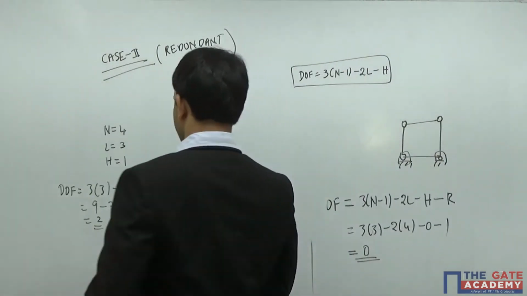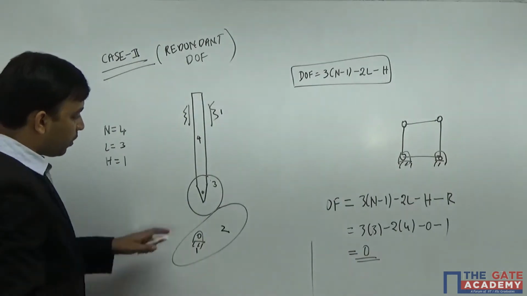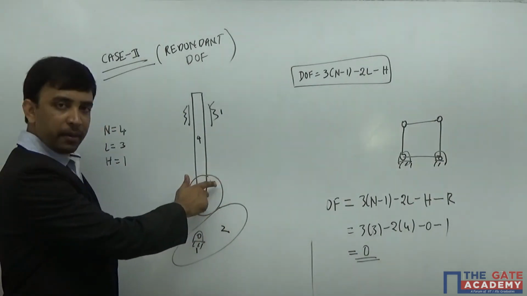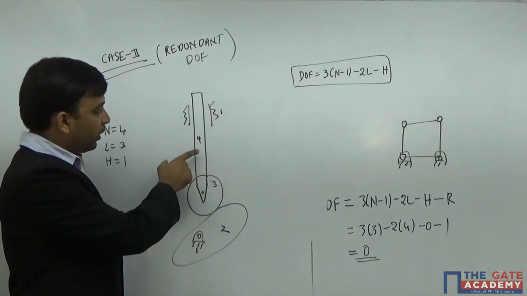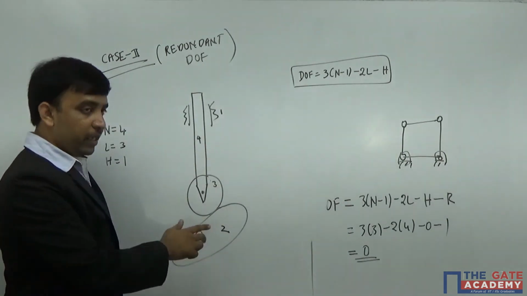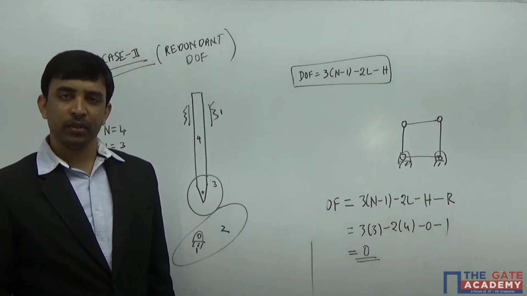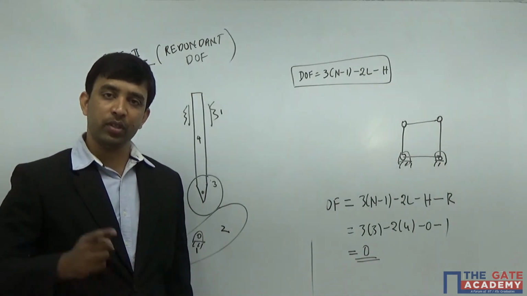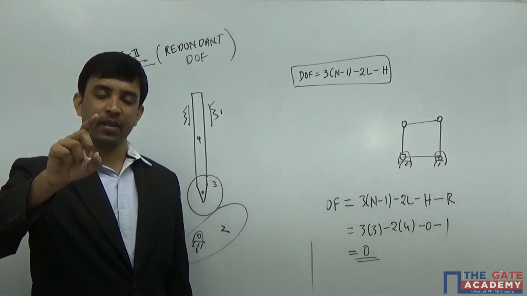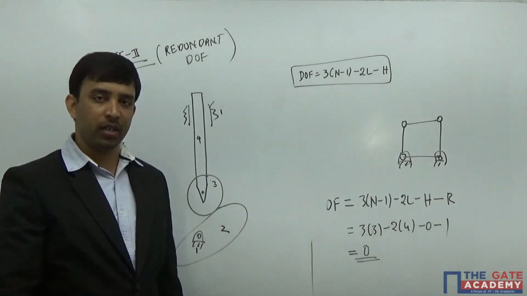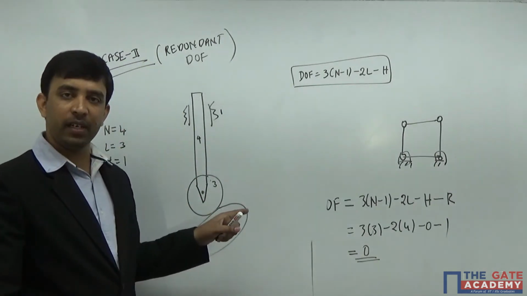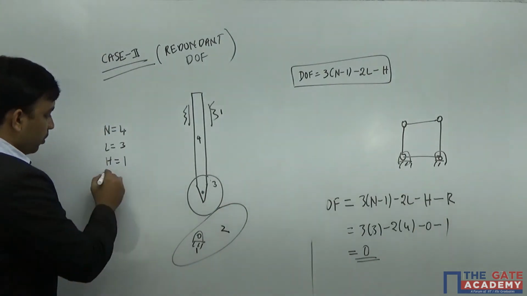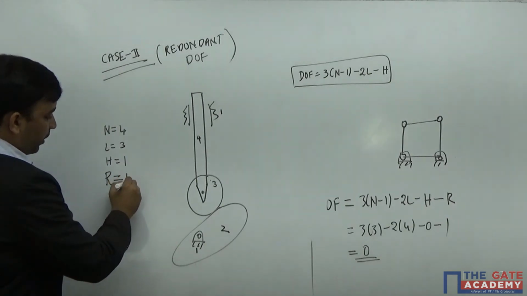Why did Kutzbach's criterion fail? Because if you look at this particular roller, link number 3, the roller is hinged at the center. When I rotate the roller, link number 4 will not move and link number 2 will not move. So there is a link inside my mechanism which I can move without imparting motion to other links of the mechanism. Such links are said to have redundant degree of freedom. Here link 3 is having redundant degree of freedom. So the number of links having redundant degree of freedom here is 1.